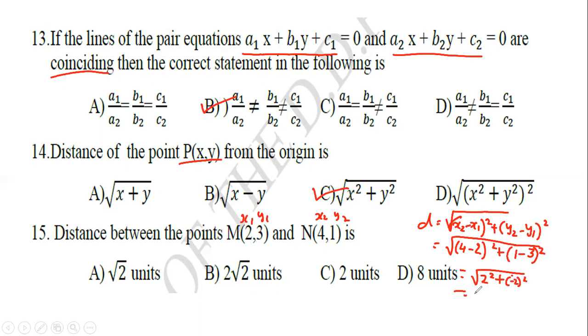So which is equals to square root of 2 2s are 4 plus minus 2 into minus 2 is 4, which is equals to square root of 8. You can write square root of 8 as 4 into 2. So square root of 4 is 2, so 2 root 2. So which option is right? Option B is correct. 2 root 2 units. Next question. I hope all of you understood this 13, 14, 15 question up to here.